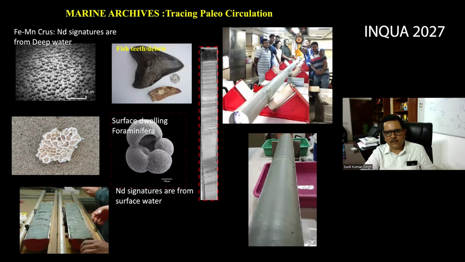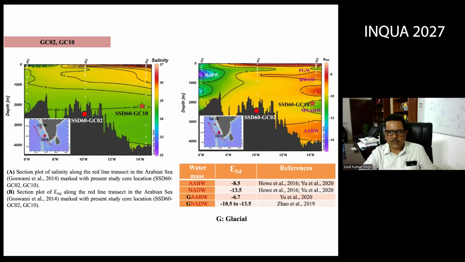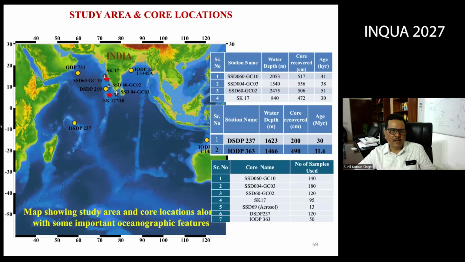So we have collected several sediments, in fact. You can see here, we collected a lot of sediments. We have collected some for the million year time scale, which I'm not going to talk about: DSDP 237, ODP 731, IODP 535, and IODP 1430 something. But for the Quaternary period, the kilo-year time scale, we have collected several samples in this area, and we have tried to measure the neodymium isotopic composition in the authigenic phase, which will give the water mass signature.